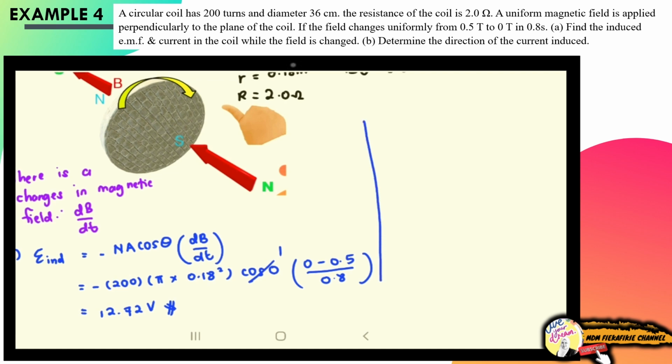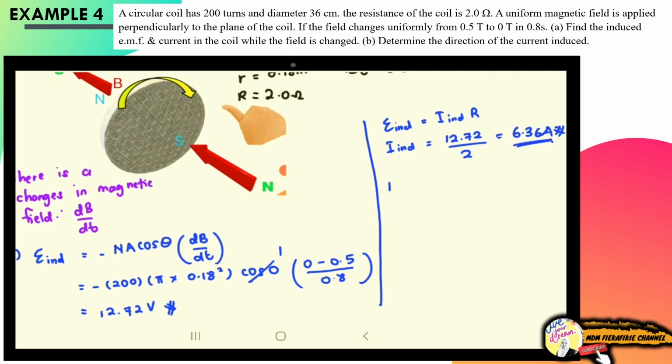Okay, but now we want to calculate what is the induced current. So the induced EMF is equal to induced current times the total resistance in the circuit. Okay, so therefore the induced current is equal to 12.72 over R. The resistance is given 2.0 ohm. Okay, and the answer is 6.36 ampere. Okay, so we finish question A. So the current in the coil is 6.36 ampere.